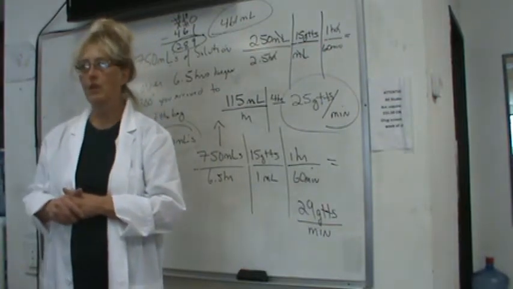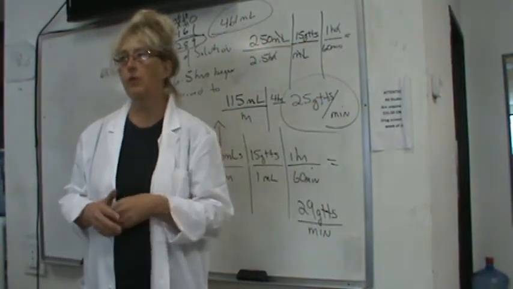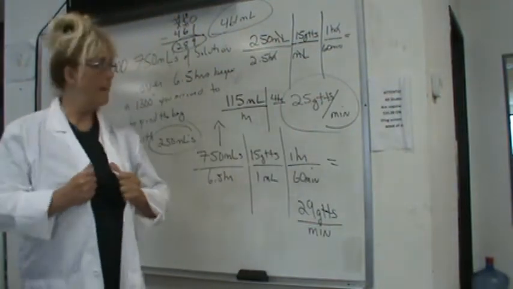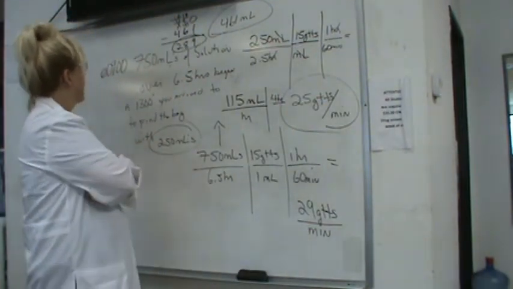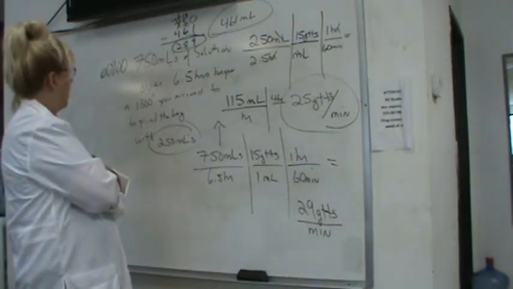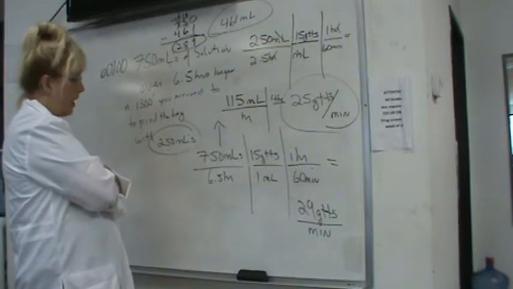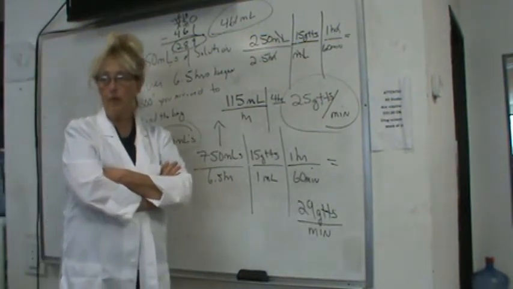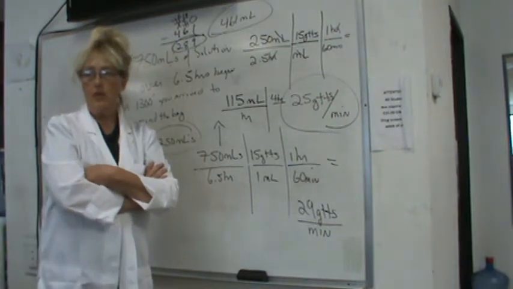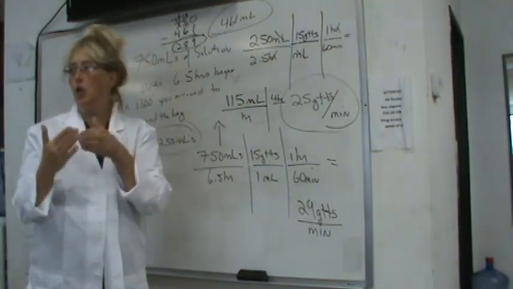Is there another way you can do that? Yes, I did show you another way. I subtracted 250 from 750 and got 500 mLs. Okay, and then you calculated the drip rate? I mean, did I come up with the same answer? It depends on what your goal is. You see, you need to know what your goal is.